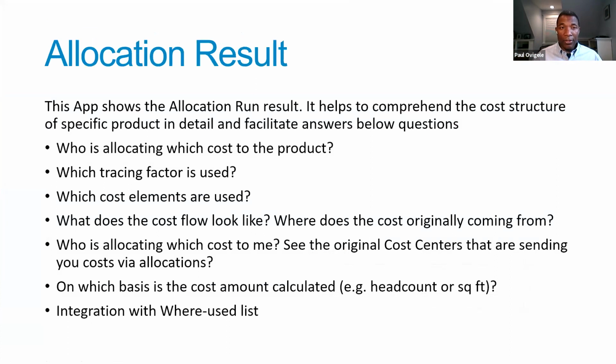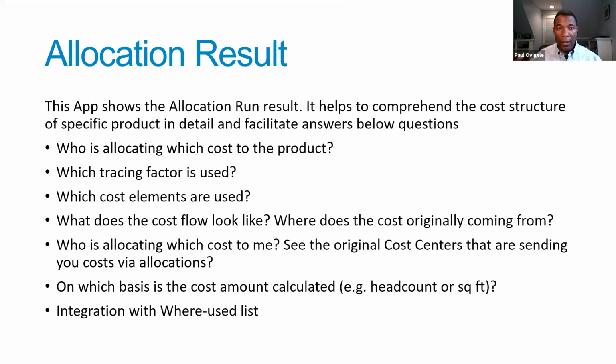So the Allocation Results app shows the allocation run results. It helps you understand questions like who's allocating which costs to the product, what tracing factor is used, which cost elements are used, what does the cost flow look like. Today in ECC, you can see that, but you have to go through several screens, several clicks. You may not even know where you're going. You may get lost, as a number of people do with these allocations, but it's so much easier to navigate with Universal Allocation.